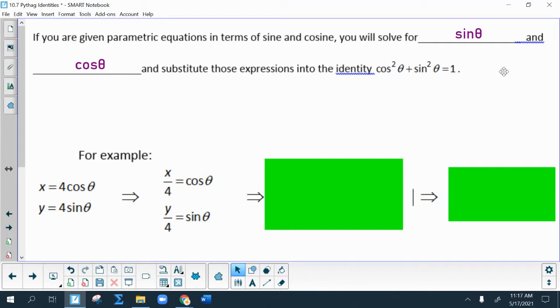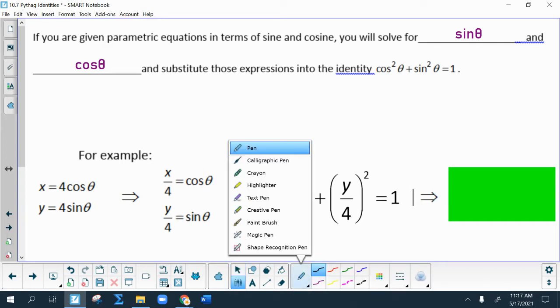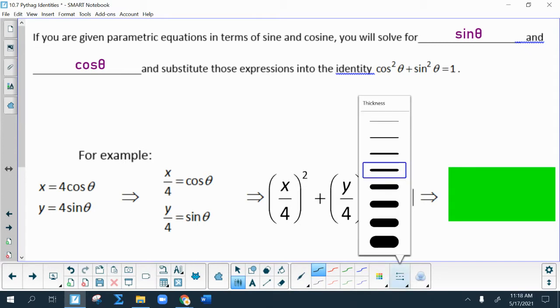So here's the first example I want to show you. You are going to start with these parametric equations that are x equals 4 cosine theta and y equals 4 sine theta. And so you're going to solve for sine and cosine. So you see how we divided each of them by 4, and you have x over 4 equals cosine, y over 4 equals sine. That's still not quite good enough to make it look like this. So what you really need to do is square both sides of your two new equations.